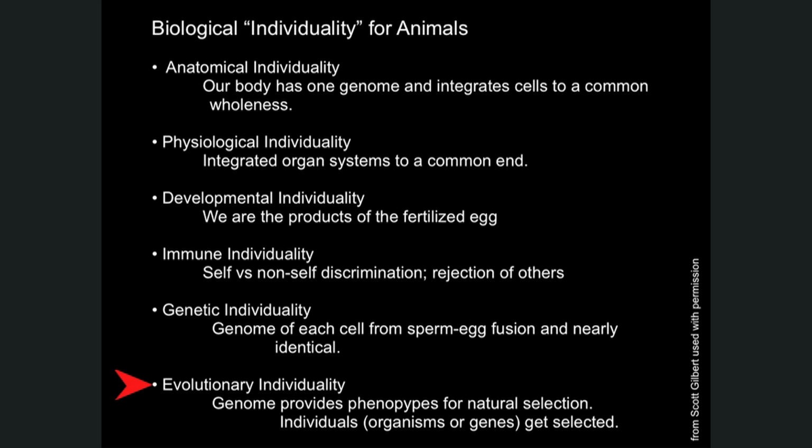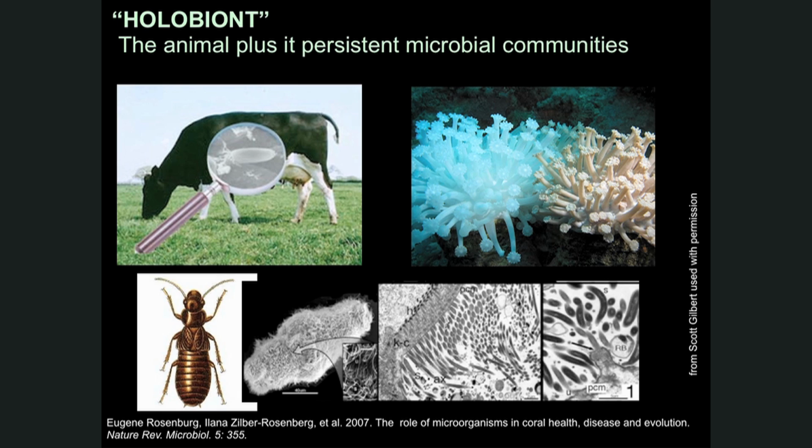And then there's the idea of an evolutionary individuality, that the genome provides the phenotypes for natural selection, and that individuals are either organisms or, with Richard Dawkins' sort of selfish gene notion, the genes are the things that are selected in individuals. The new symbiotic biology says, no, there's no real individuals. There is what's known as the holobiont. The holobiont being the animal plus its persistent microbial communities.